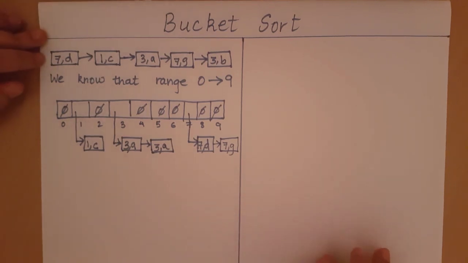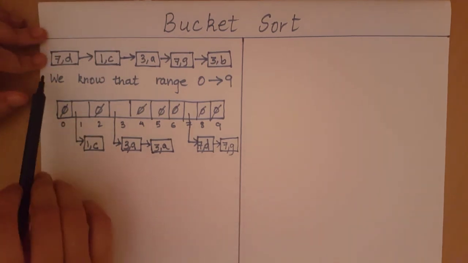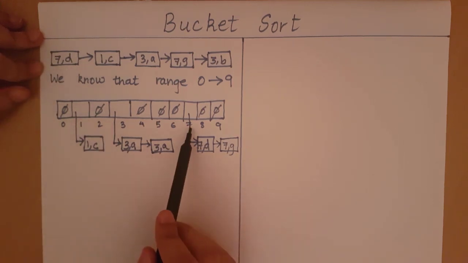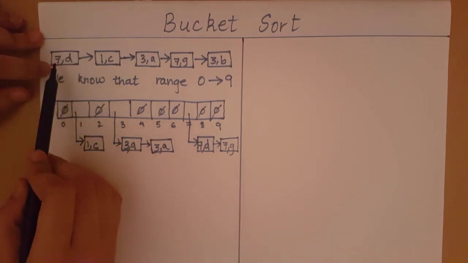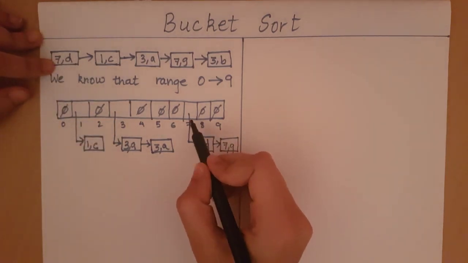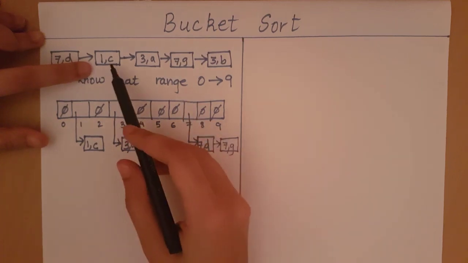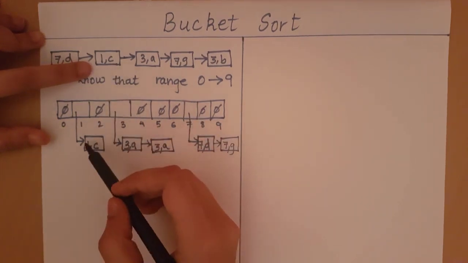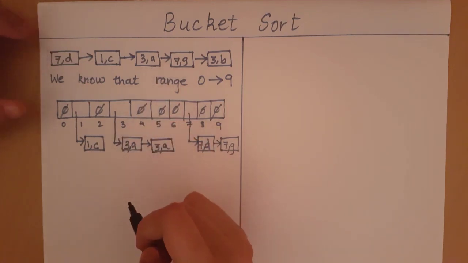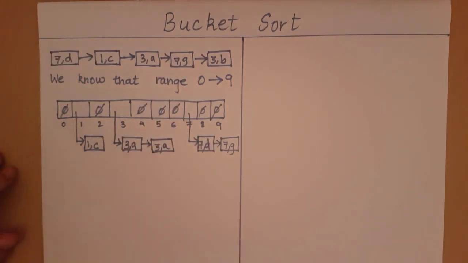We will traverse the initial list and we will insert each node at the index of the numeric value stored in the tuple. So if it's 7D, we will store it at index number 7. If it is 1C, we will start our linked list at 1C. If it's 3A, we will add it to the linked list at index 3. So this is how the first phase of bucket sort is going to happen. We are going to create this array of linked lists.